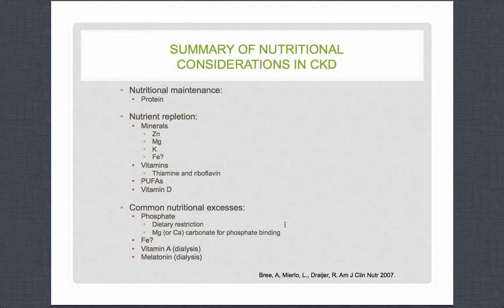Vitamin A is not filtered in dialysis, so vitamin A concentrations can become elevated, and melatonin is not filtered out in dialysis. So interestingly, a lot of times patients on dialysis end up with insomnia, but they actually have an excess physiological concentration of melatonin. So even though we do use melatonin for insomnia in some individuals, it's not indicated for patients who are on dialysis.